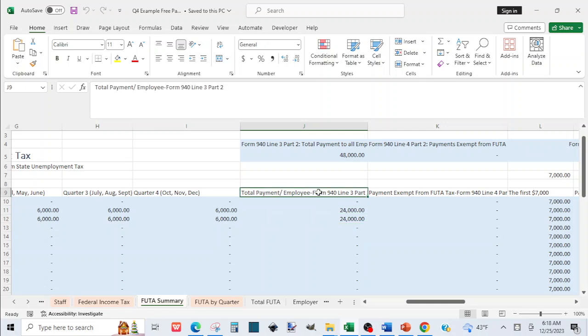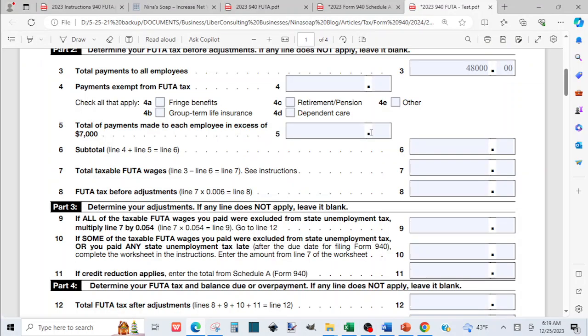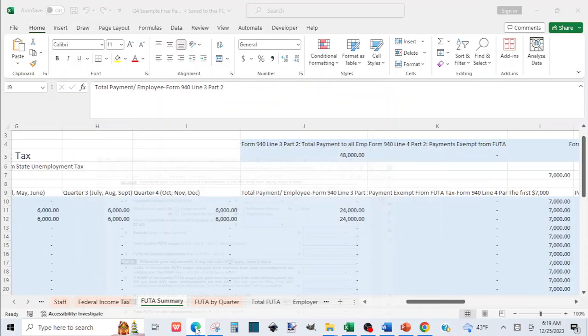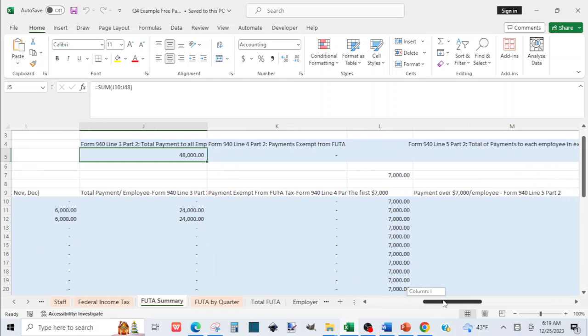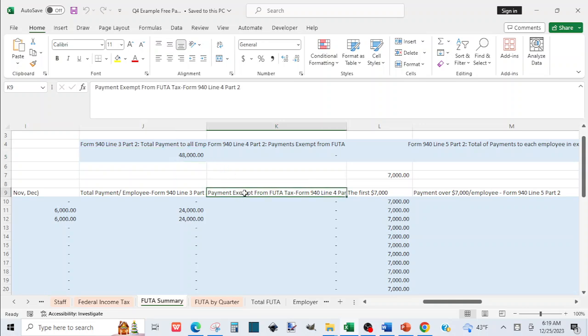So here it's saying line 3 from 940, and I believe that's what we completed with the total, and that is the total there as well. So the summary can actually help a little bit complete Form 940. So now we have payment exempt from FUTA. It is blank for us. That's the total.